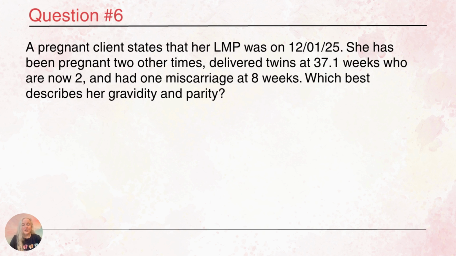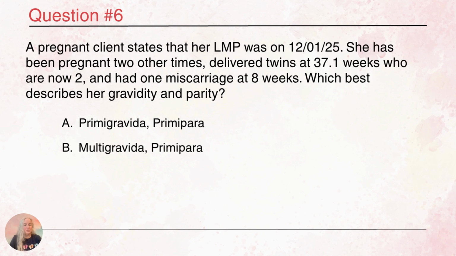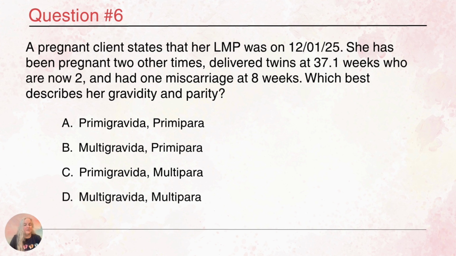For our next question, a pregnant client states that her last menstrual period was on 12/1/2025. She has been pregnant 2 other times, delivering twins at 37 weeks and 1 day, who are now 2, and has had one miscarriage at 8 weeks. Which best describes her gravidity and parity? A. Primigravida Primipara. B. Multigravida Primipara. C. Primigravida Multipara. Or D. Multigravida Multipara. The best choice for this question is B.